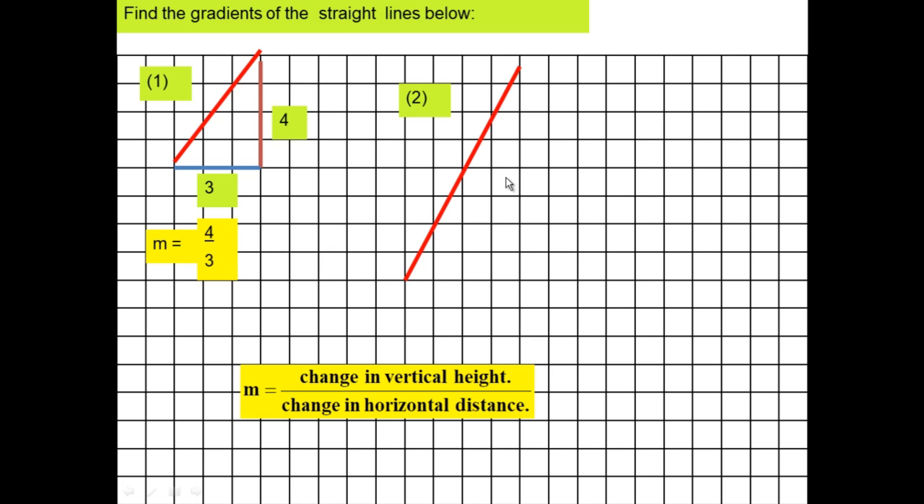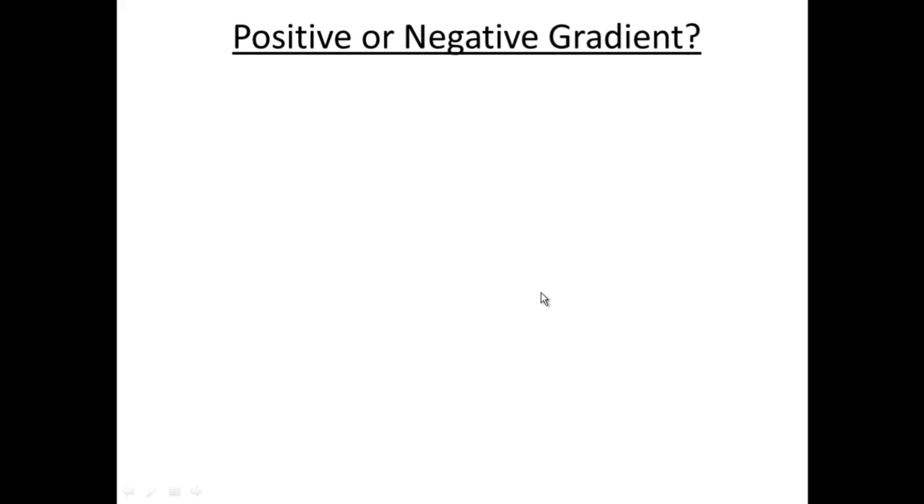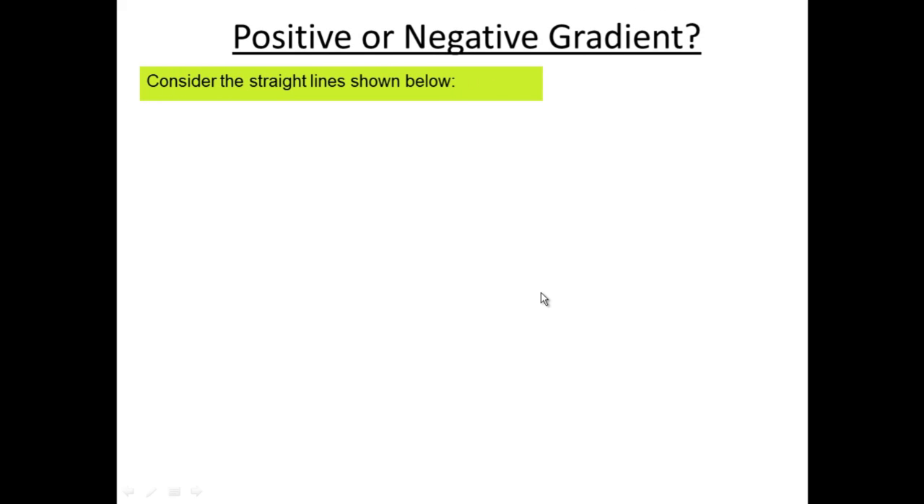The second example. The vertical height is 1, 2, 3, 4, 5, 6, 7. And then the horizontal distance is 1, 2, 3, 4. So the gradient is 7/4. Look at this following picture. Which one positive gradient and then which one negative gradient?